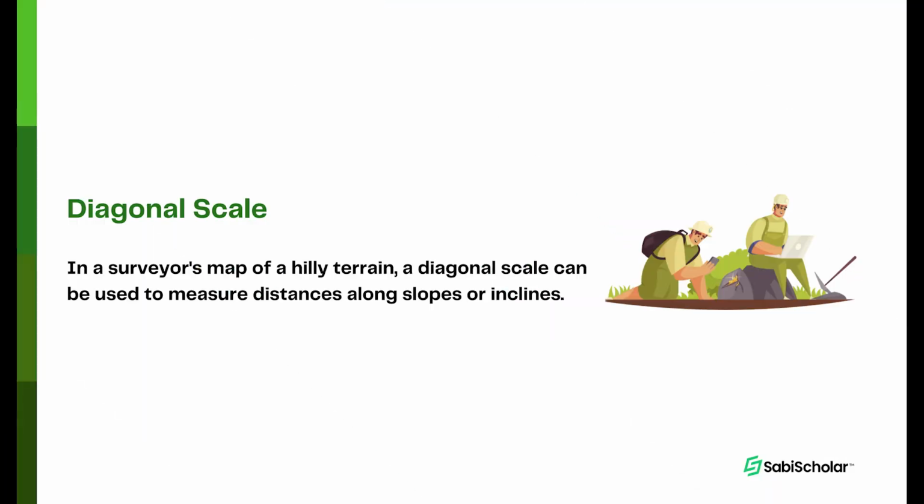So next we have the diagonal scale. On a surveyor's map of hilly terrain, a diagonal scale can be used to measure distances along slopes or inclines. Surveyors can use this scale to accurately measure the length of roads, property boundaries, or contour lines that follow diagonal paths across different landscapes.